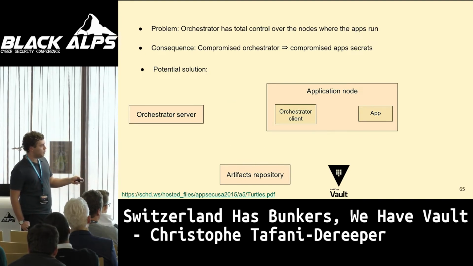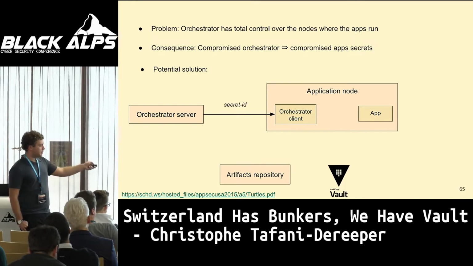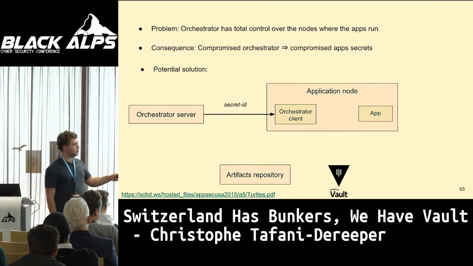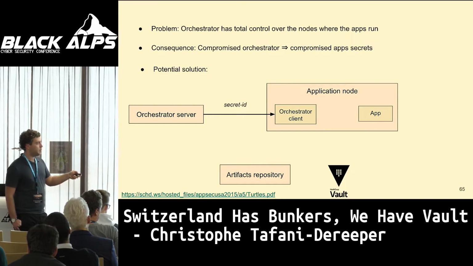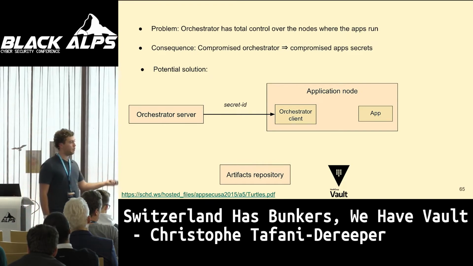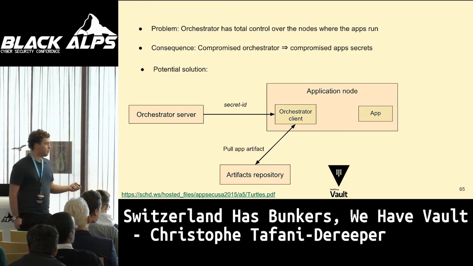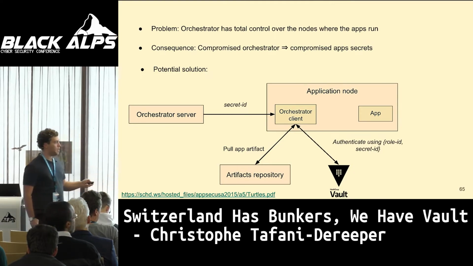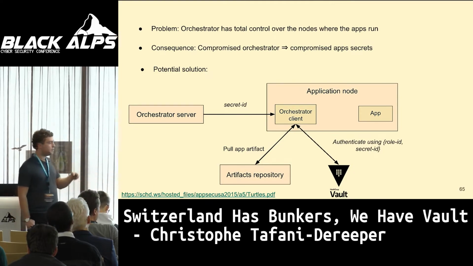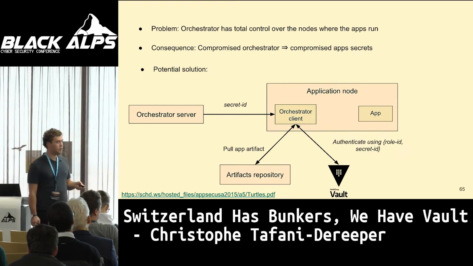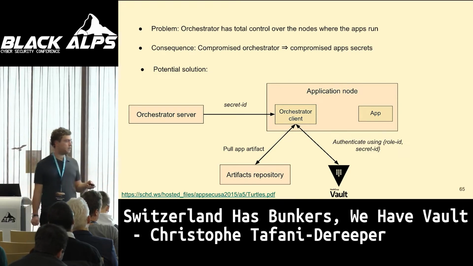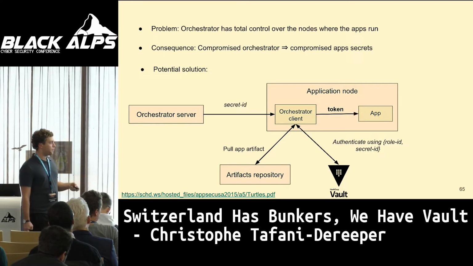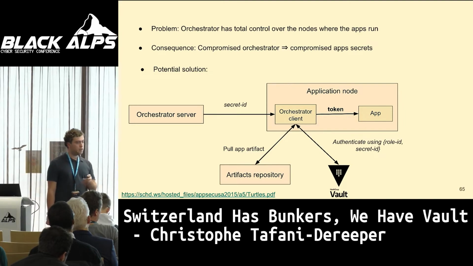So you're going to have this flow. You're going to have a daemon which runs on the application node. The orchestrator server is going to trigger a new deployment and pass a secret ID. And then on the client side, on the application node side, this client is going to pull the applications, authenticate to Vault using this information and the role ID. And typically the role ID, you could bundle it in the application source code because it's not sensitive information. And then it can pass the Vault token to the application. So hopefully this makes kind of sense.